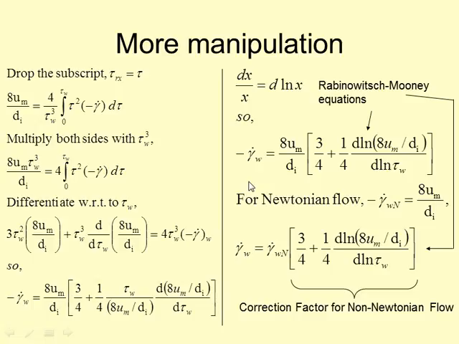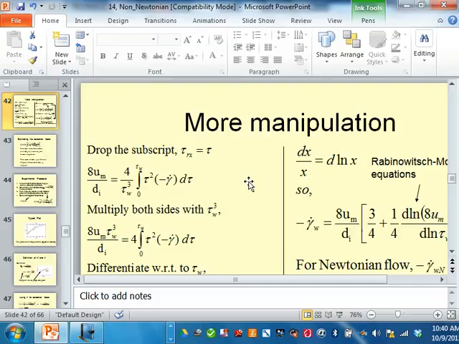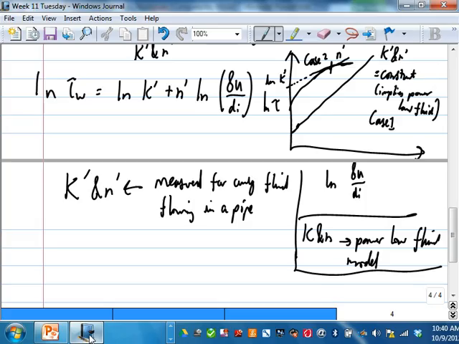But basically, the shear stress at the wall is equal to the shear stress at the wall for Newtonian fluid multiplied by this thing. This is a correction factor. Actually, this d log 8u over di over d log shear stress, that's the gradient, isn't it? This is actually 1 over n prime. Alright? That's all. So what we get from here is basically this relationship here.